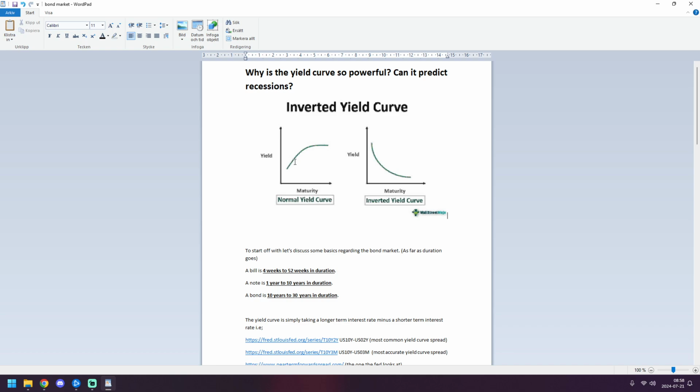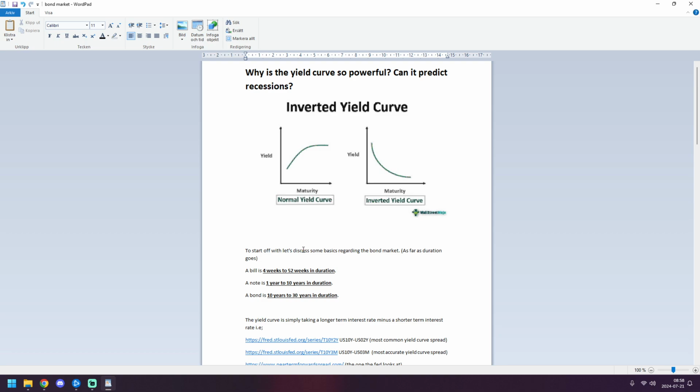This is what a normal yield curve looks like in a healthy economy, where longer term interest rates are yielding more than shorter term interest rates. An inverted yield curve only happens in an unhealthy economy, normally right before economic downturns. This would imply that shorter term interest rates are yielding more than longer term interest rates.